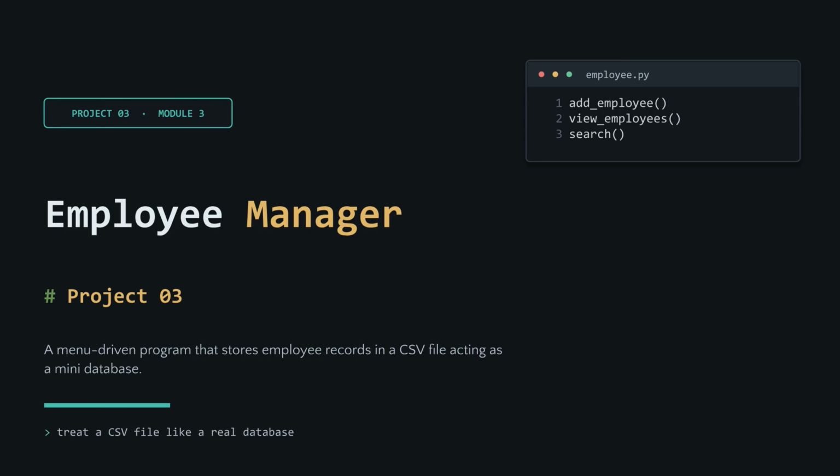Time to build something real. This is Project 3, the Employee Manager. It's a menu-driven program that stores employee records in a CSV file, which acts as a mini database. You can see the core actions: add, view, and search. The big idea here is treating a simple CSV file like a real database.